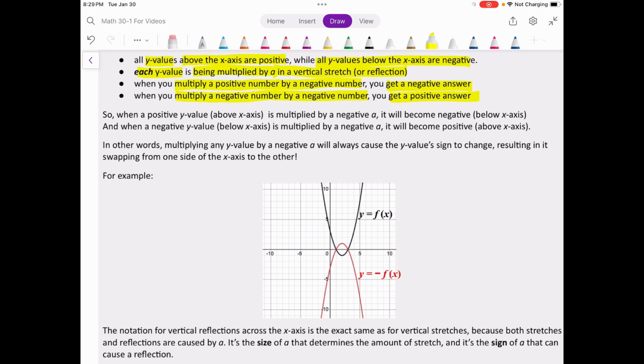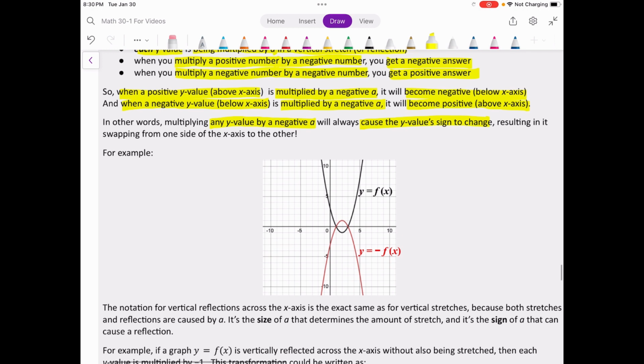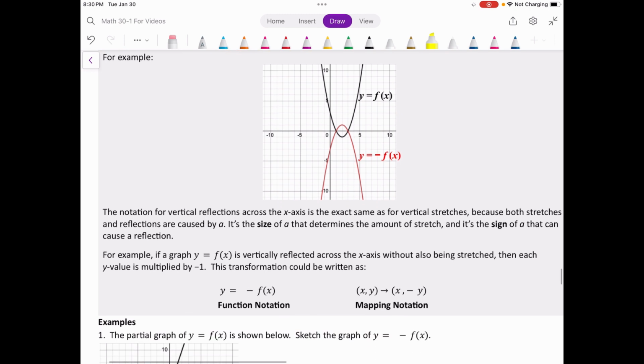So that's summarized here. When a positive y value above the x-axis is multiplied by a negative a, it becomes negative. Now it's below the x-axis, reflected across it. When a negative y value, one that's below the x-axis, is multiplied by a negative a, negative times negative is positive. So now it's above the x-axis. So in other words, any y value, if I multiply it by a negative a, is going to change the y value's sign. If it was negative, now it's positive. If it was positive, now it's negative. Negative times positive, negative. Negative times negative, positive. Resulting in it swapping from one side of the x-axis to the other. So you can see that in action here.